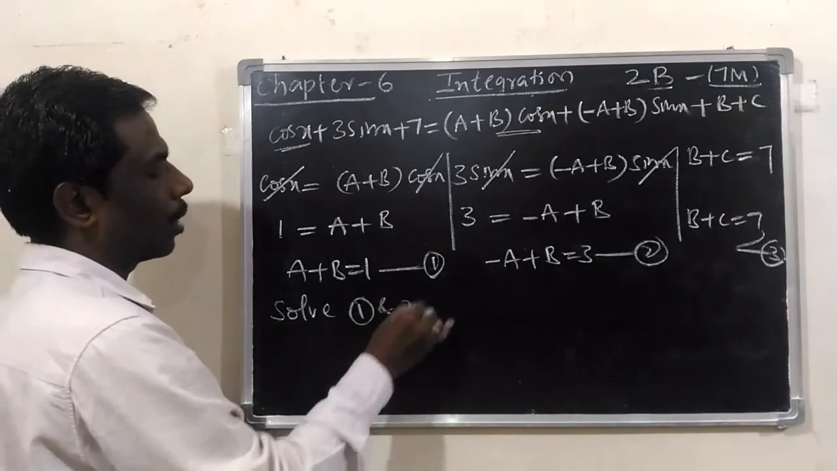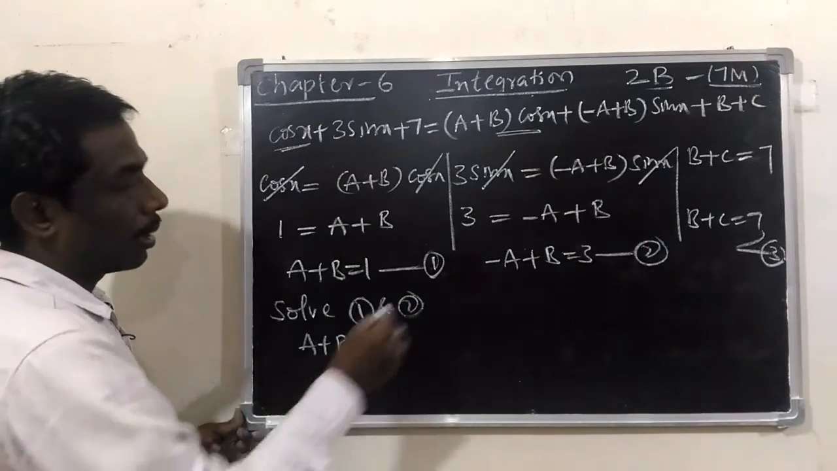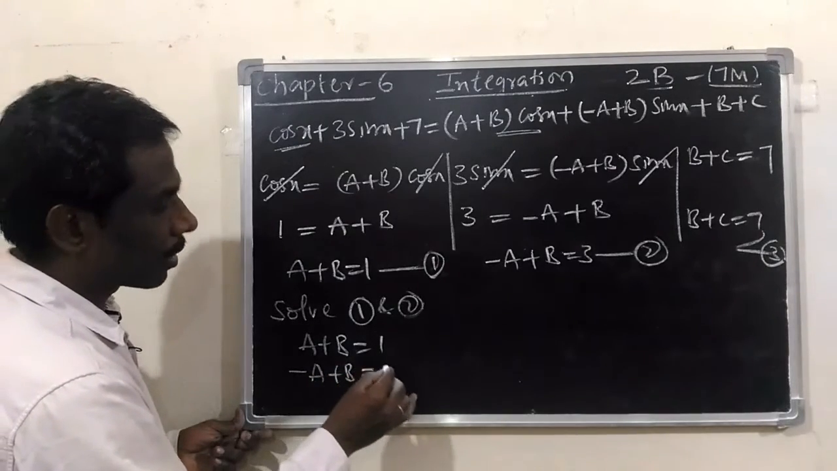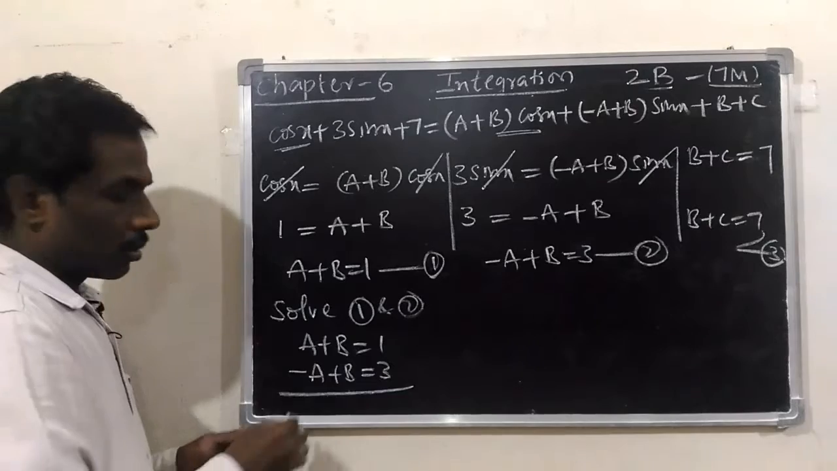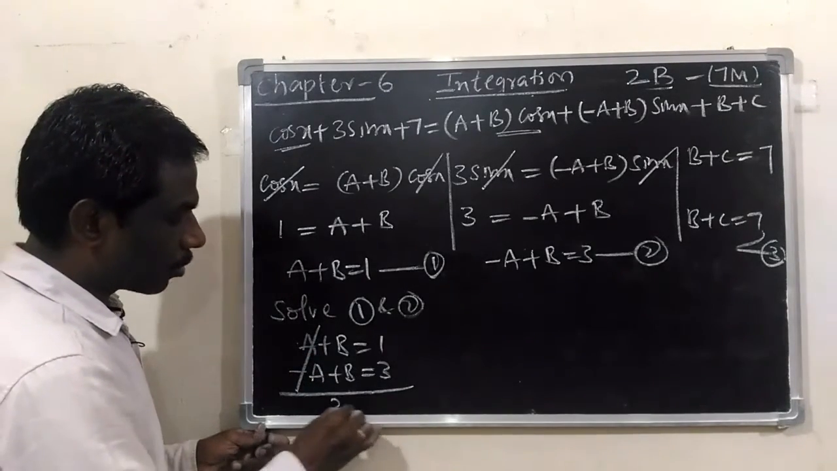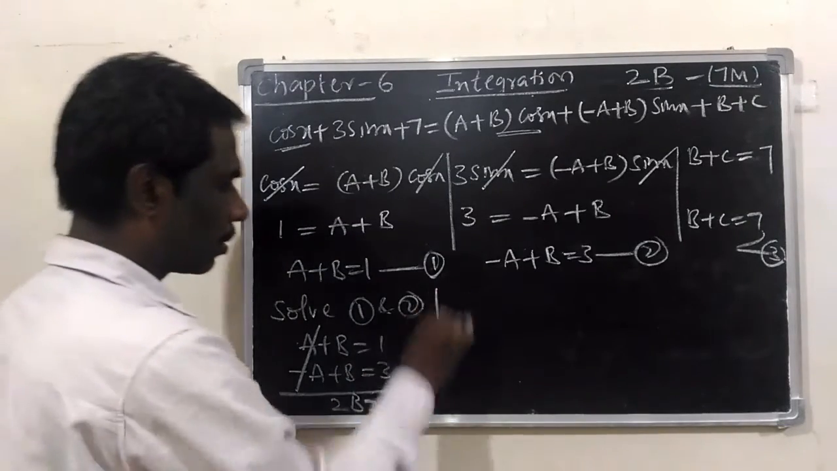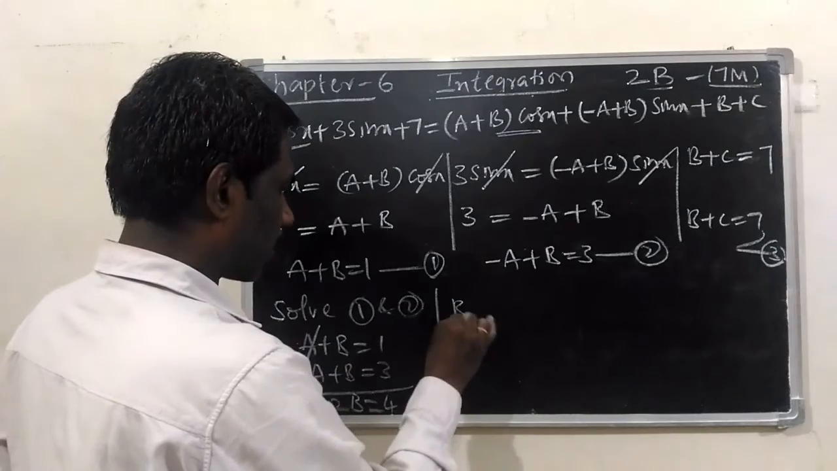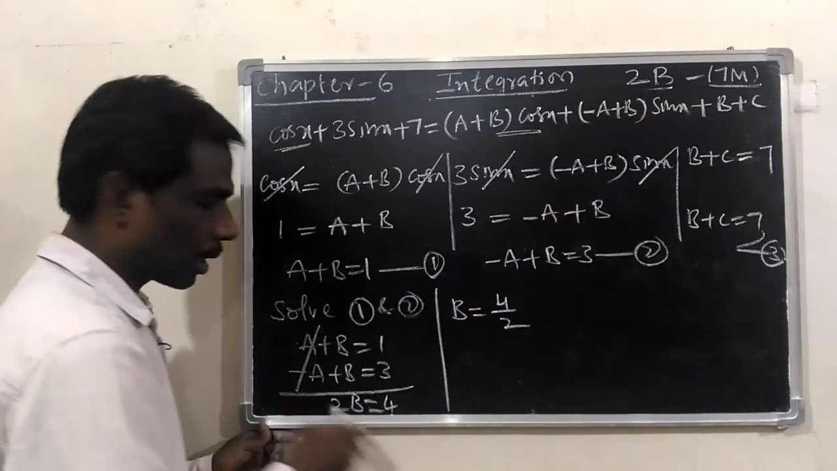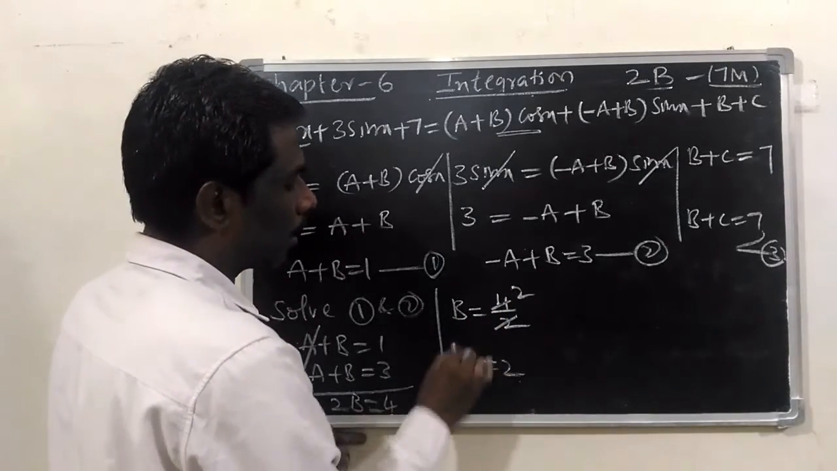Solve 1 and 2. Equation 1 is a plus b equals 1, and equation 2 is minus a plus b equals 3. a and minus a get cancelled. b plus b is 2b, equals 1 plus 3, which is 4. Then b equals 4 by 2. 2 twos are 4. So b equals 2.